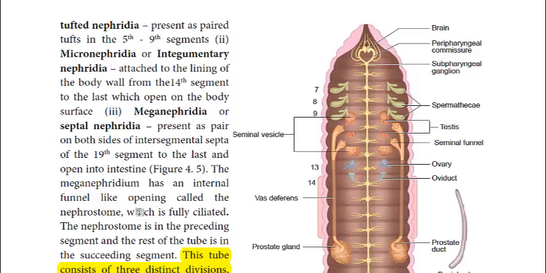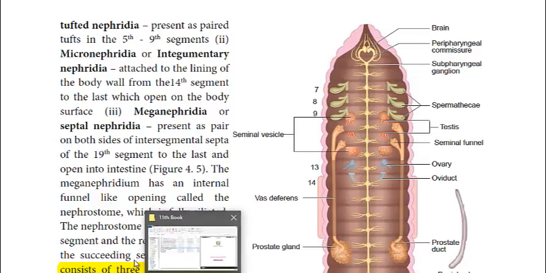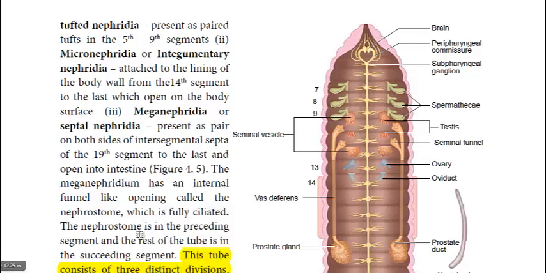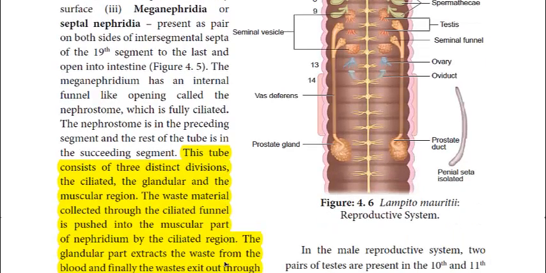meganephridia has an internal funnel-like opening called the nephrostome, which is fully ciliated. The nephrostome is in the preceding segment and the rest of the tube is in the succeeding segment. Okay, so this nephrostome lies across 2 segments. Half is in the front, preceding segment, and half is in the back segment. So this nephrostome is in between the two. Understood? We divide the nephrostome tube into three.